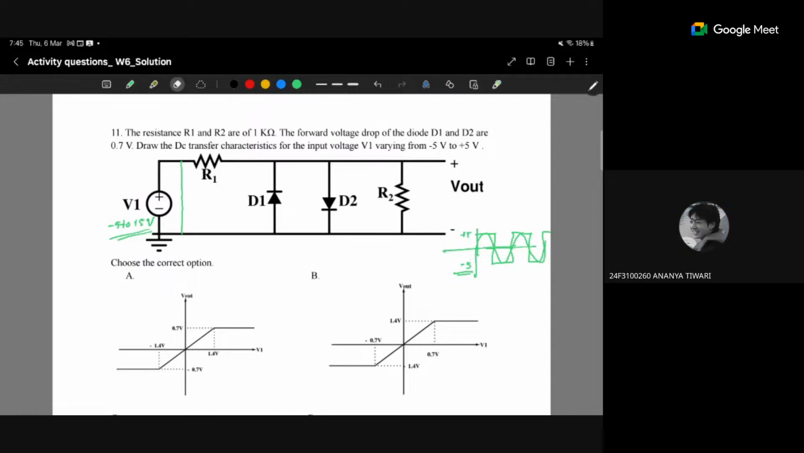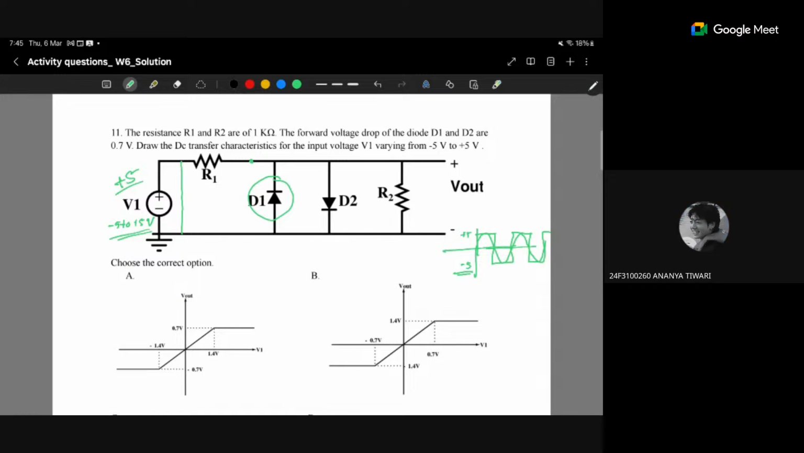This is 0 to 5. Let's say we are standing at plus 5 because the diodes are ideal. No, the diodes are not ideal, so there is a 0.7 volt drop. Let's say we are standing at plus 5 volt. Now if plus 5 volt is there, some voltage drop will be there.